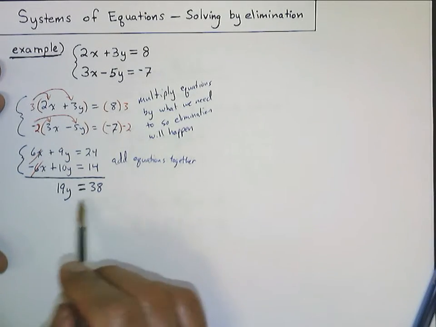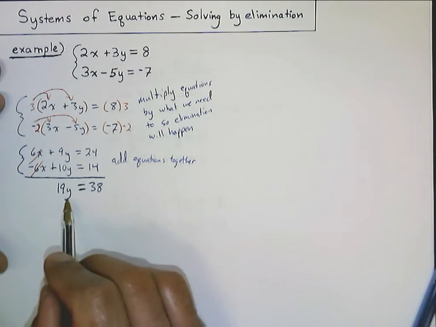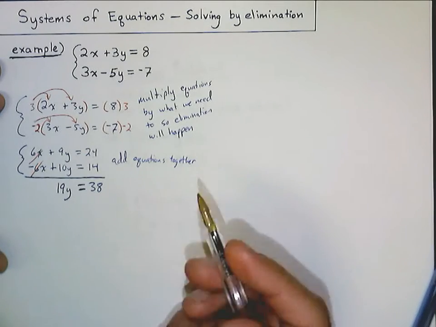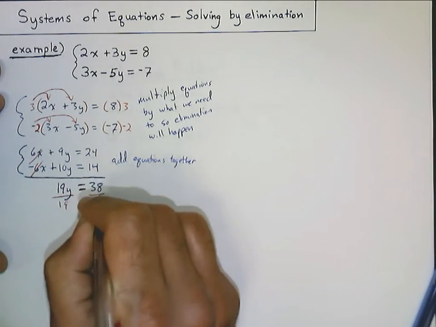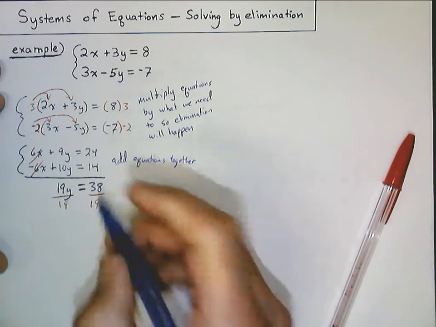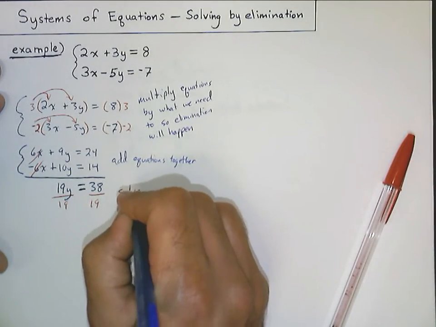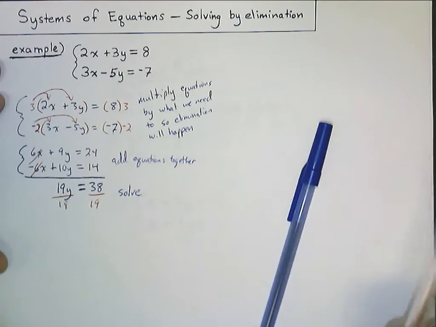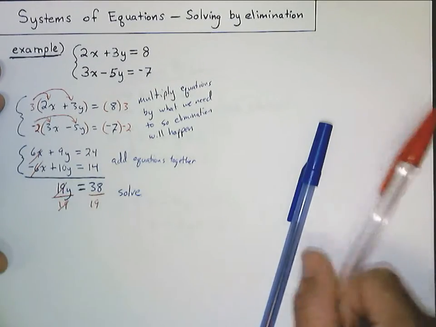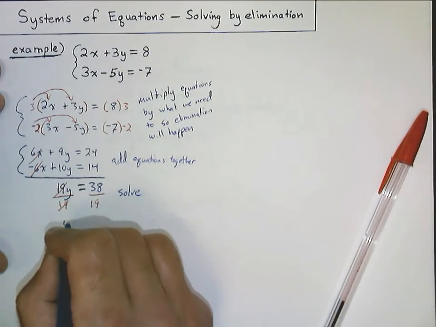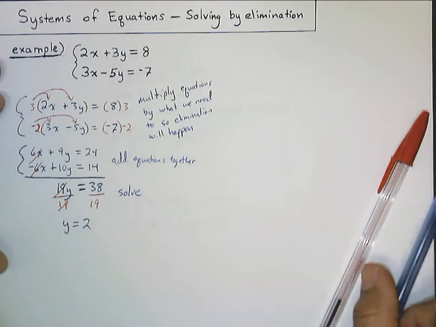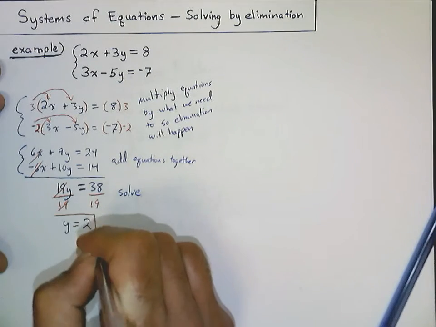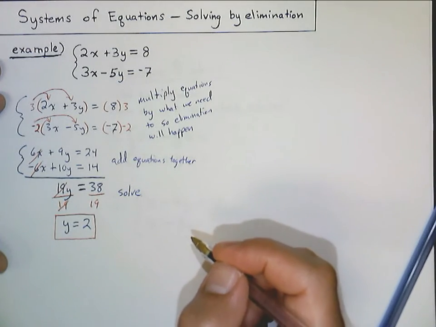Now we're down to a single equation in a single variable or a single unknown right here, which we know how to solve quite simply. We divide both sides by 19. So all we do now is just solve. And of course these 19s cancel out, and we get y is now equal to 38 divided by 19 is 2. There's half of our solution, the y coordinate.